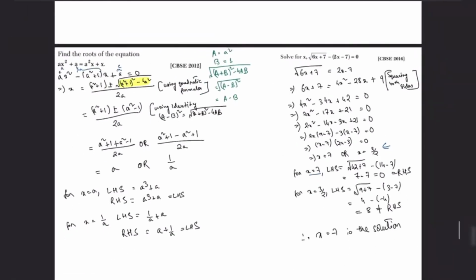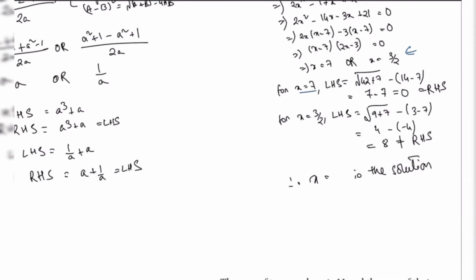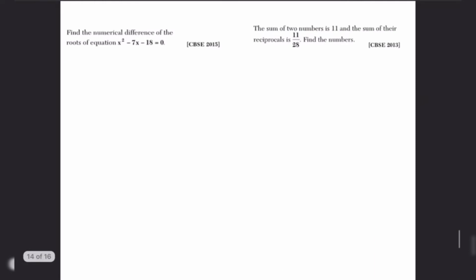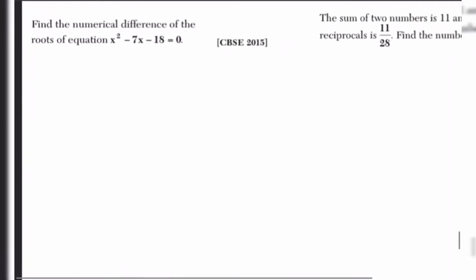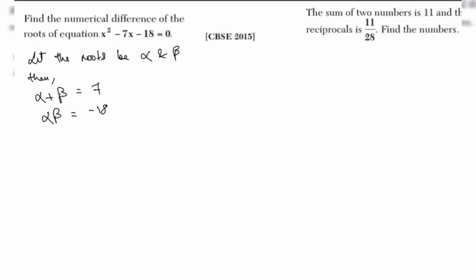Okay, now let's go to the next question. Before that, let me just write this 7 a bit more neatly. Okay, so find the numerical difference of the roots of the equation. Again here we have to use algebraic identities. So let's say the roots be alpha and beta. Then alpha plus beta is 7 and alpha beta is minus 18.